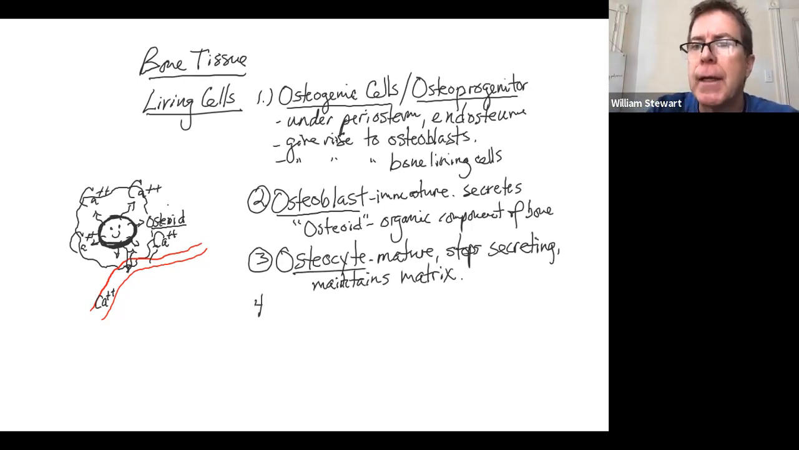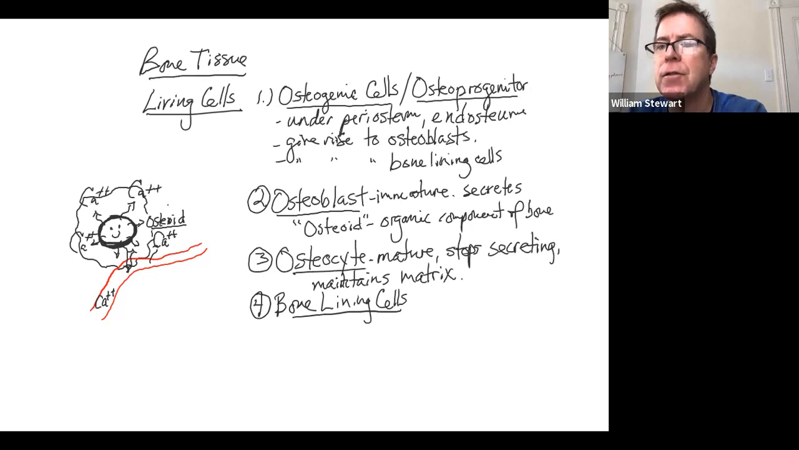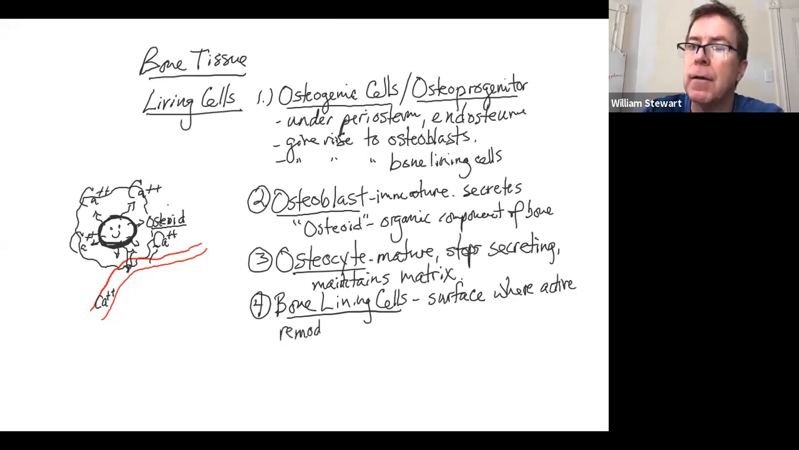Now, what are those bone lining cells that we mentioned above? Bone lining cells are flat, so they're squamous shaped as well, and they're found on the surface of bone tissue where active remodeling, that means making new bone and taking away old bone, is not taking place.